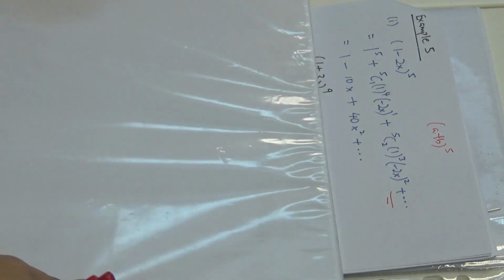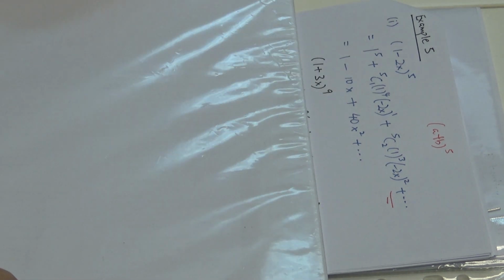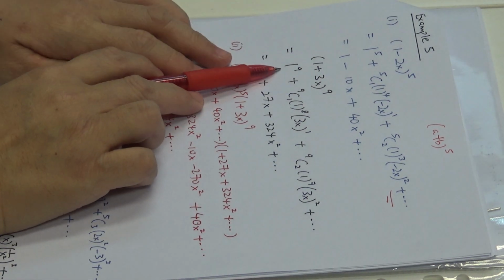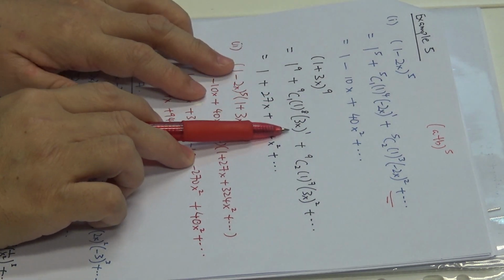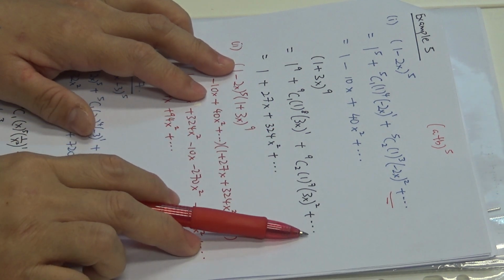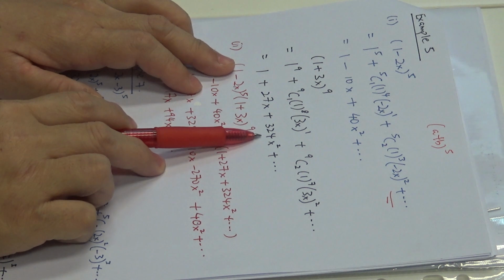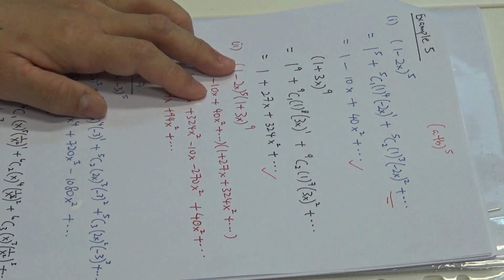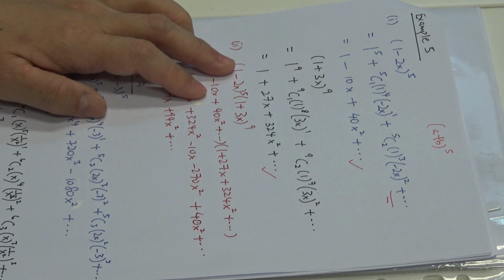Okay, now next, I'm supposed to expand this to the first 3 terms as well. So I'm going to use the binomial theorem again. 1 power 9, and so on and so forth. Okay, remember to put the brackets, then plus dot dot dot. I key in the calculator, I will get this. So expanding this and this will make use of the binomial theorem.